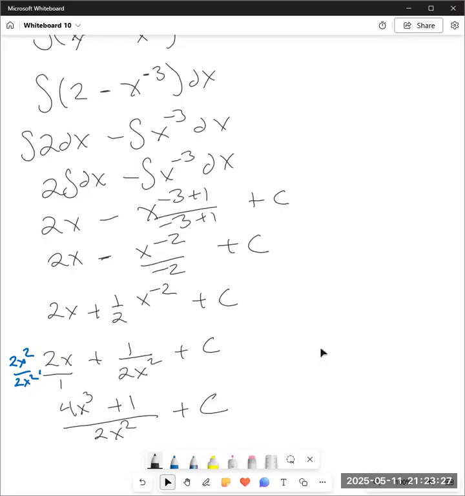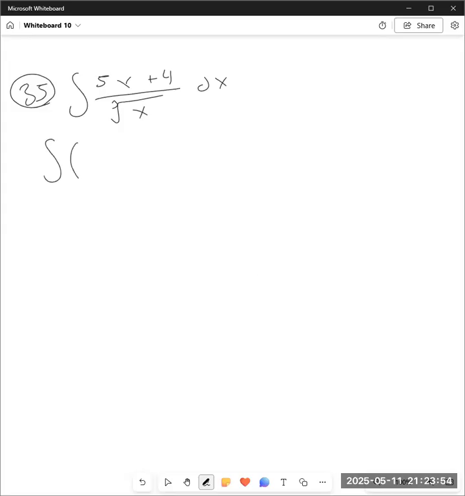Now let's move on to 35 to wrap up this video. 35 says the integral of 5x plus 4 over the cube root of x dx. So we haven't really had one that would give us fractional exponents so far. We're going to get that this time. So this is going to be the integral of 5x to the 1 minus 1/3. That's going to be 2/3, plus 4x to the -1/3 dx.